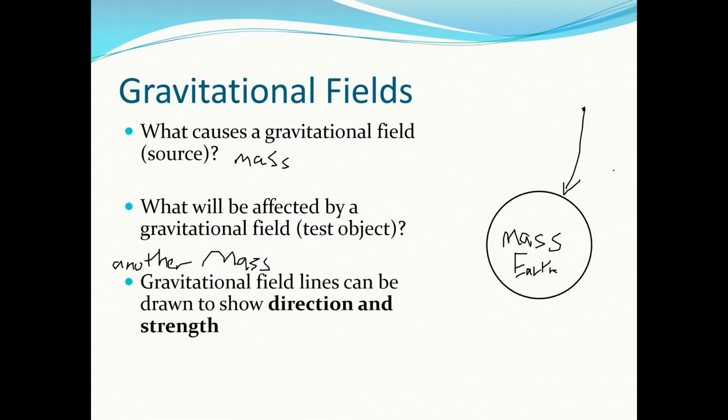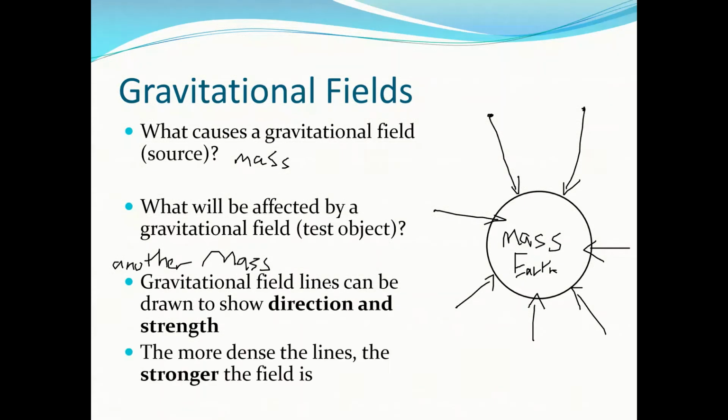Gravitational field lines can be drawn and show the direction and the strength. To draw in the direction of a gravitational field, we just place an object here. Which direction would it go? Well, it would go towards Earth. Gravitational fields are always going towards the center of the mass of the object.